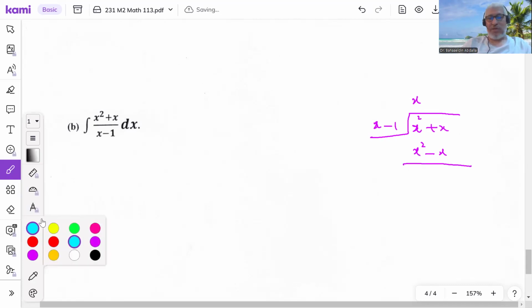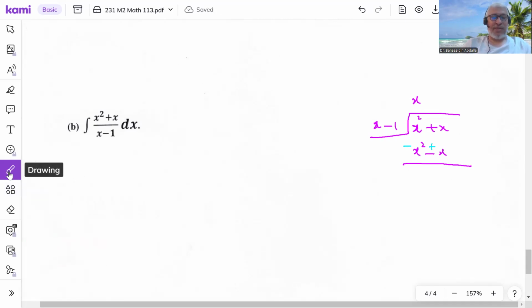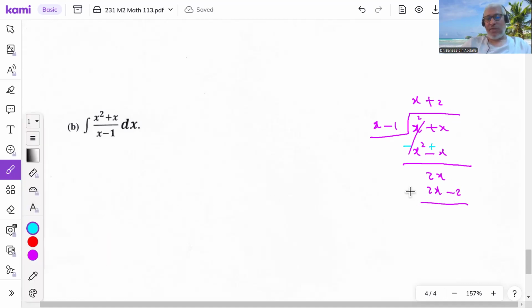Now I need to change the signs of the second line and add. So x squared minus x squared will cancel, and I'll have x plus x, that's 2x. I do the process again. I divide 2x by x. If you divide 2x by x, x cancels with x, and you will have 2 left. So now multiply 2 times x minus 1, so I'll have 2x minus 2. Now again, change the signs of the second line and add. So always these will cancel, and I'll have here 2.